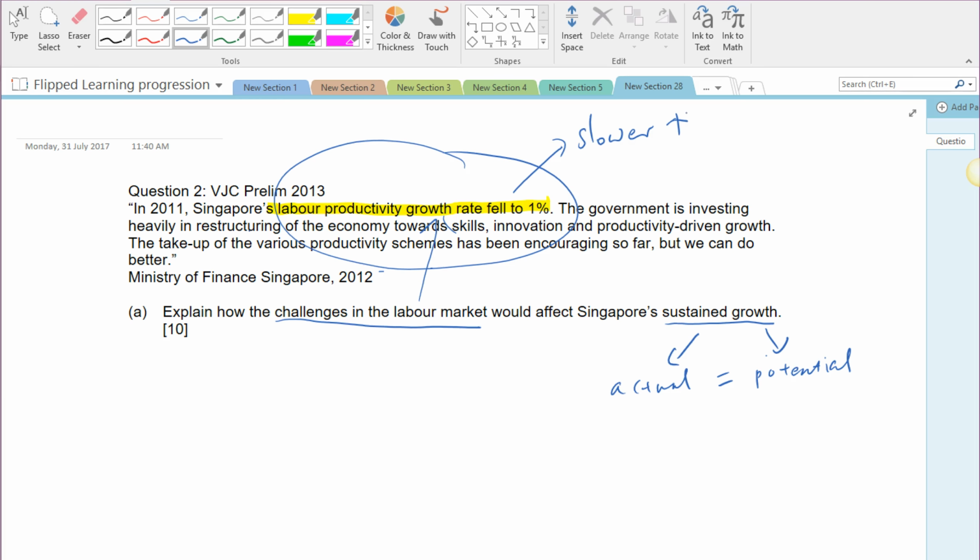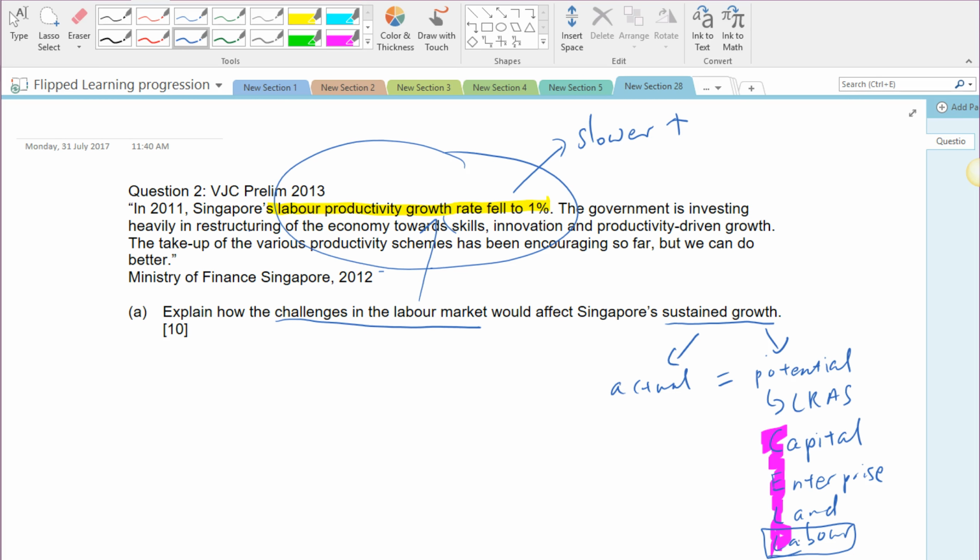Let's recall what potential growth is. When you see productivity, you should be thinking of potential growth, because potential growth is essentially your LRAS, which is determined by your 4 factors of production, namely capital, enterprise or entrepreneurship, land, and labor. You should know this acronym by now, CELL, which is your capital, enterprise, land and labor. In this case, labor productivity is obviously talking about labor, and you can park it under quality of labor.